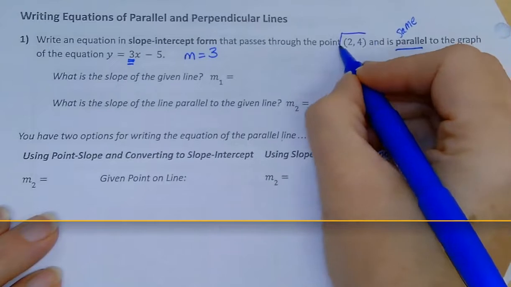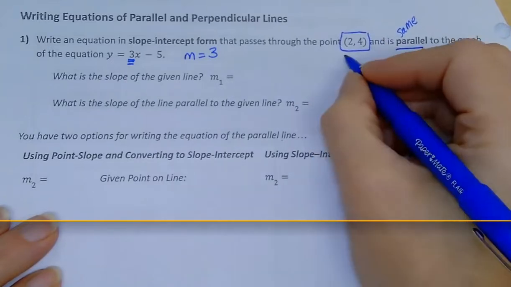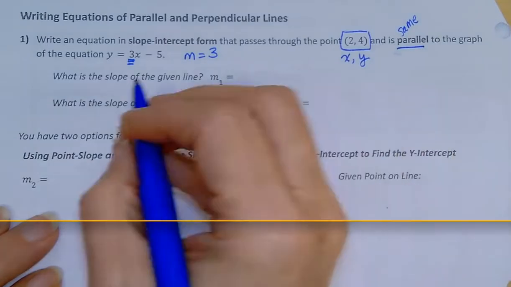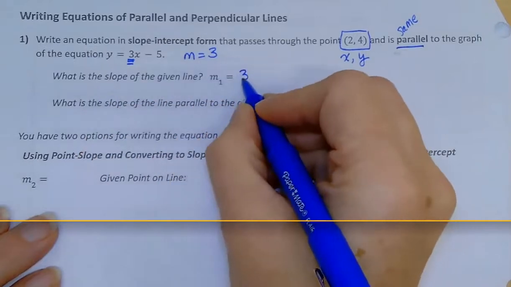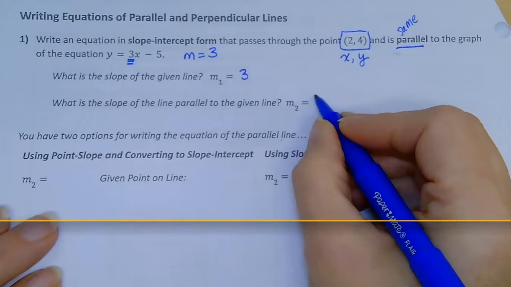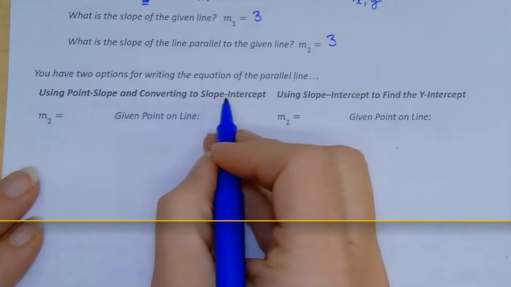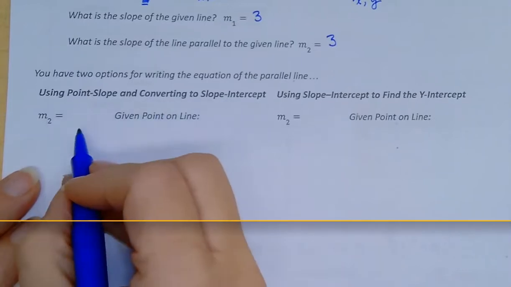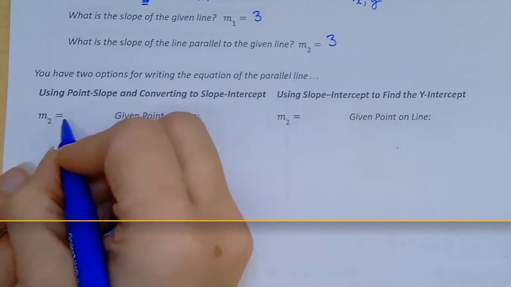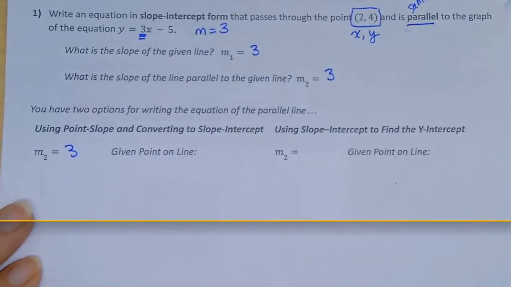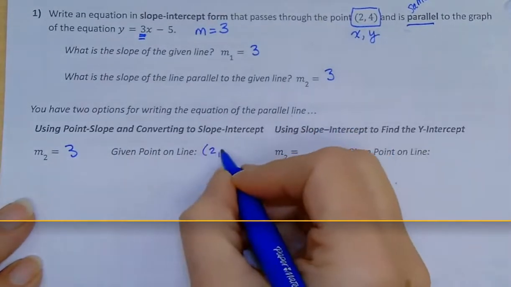Okay, my new line is going to pass through this point (2, 4). So I have an x and I have a y. We are going to use y equals mx plus b, and we are going to figure out the new line. All right, so what's the slope of the given line? It was 3. What's the slope of a line that's parallel to it? Still 3. Okay, so if I use point-slope and convert to slope-intercept, then I'm going to use the point they gave me and the slope that I know I need. I know I need my slope to be 3, and the point that they gave me is (2, 4). See that right up here, (2, 4).